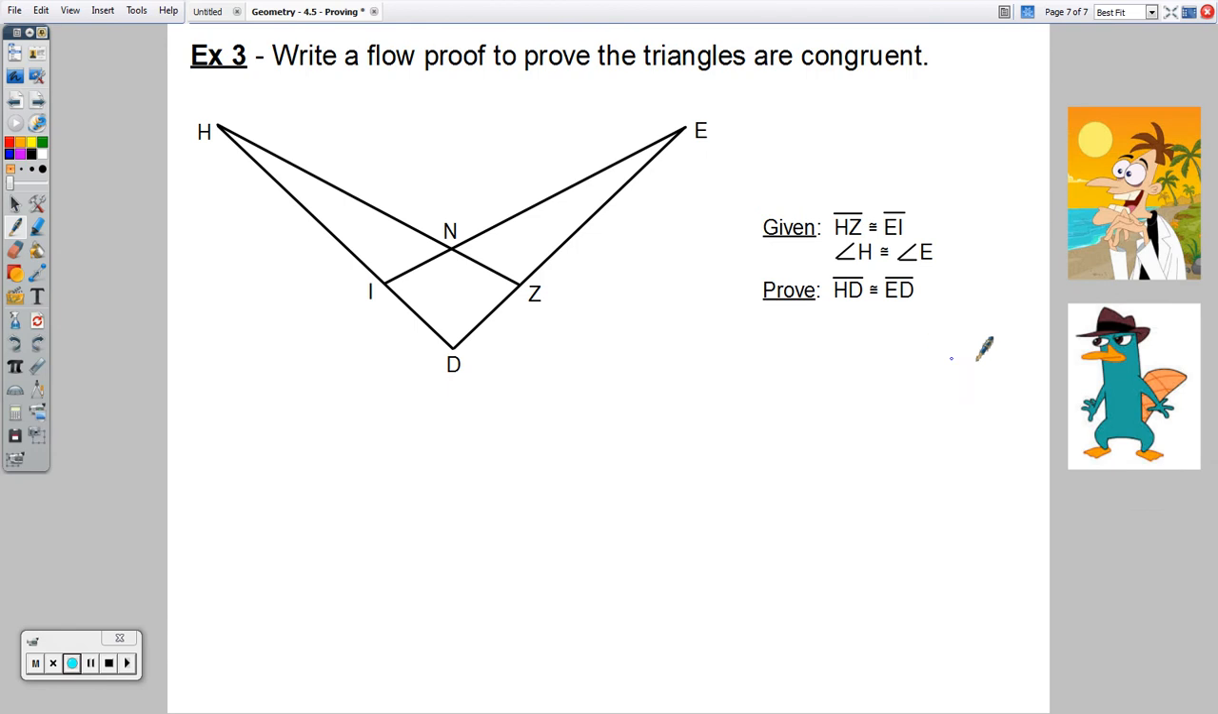Oh, Perry the Platypus, it's good to see you. Oh, I see. Heinz Doofenshmirtz, hello, Dr. Doofenshmirtz, welcome from Phineas and Ferb.